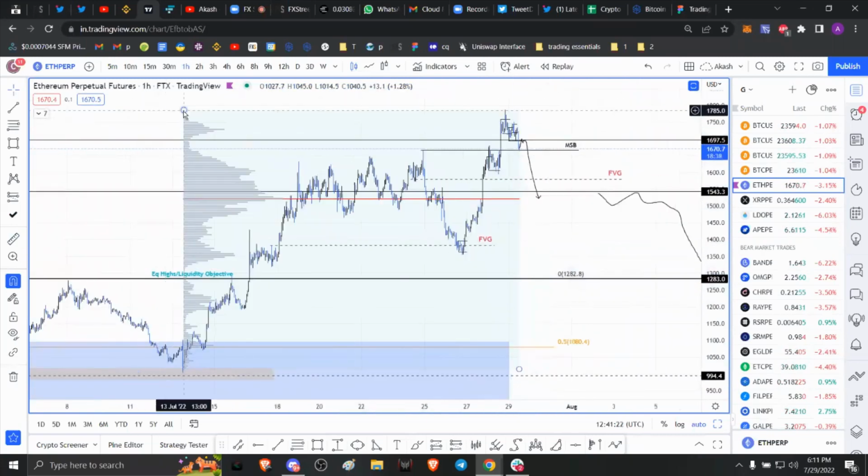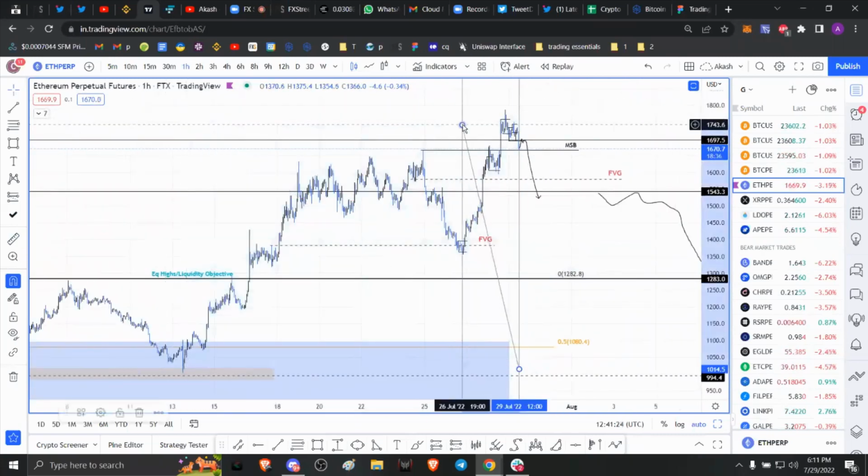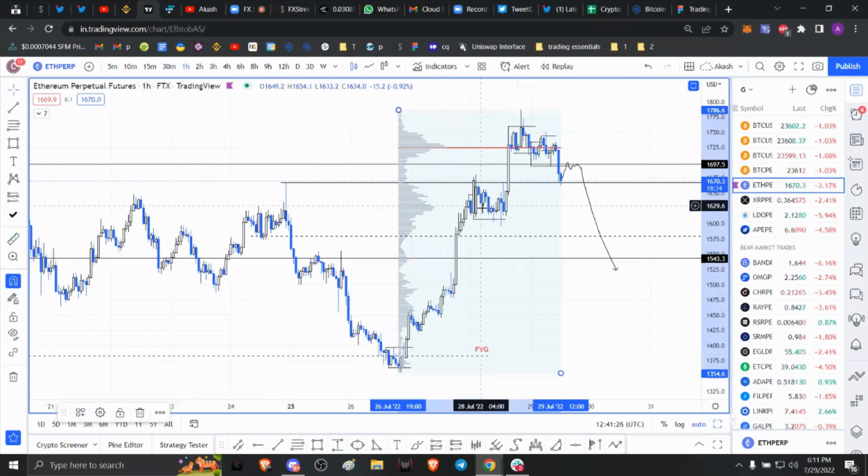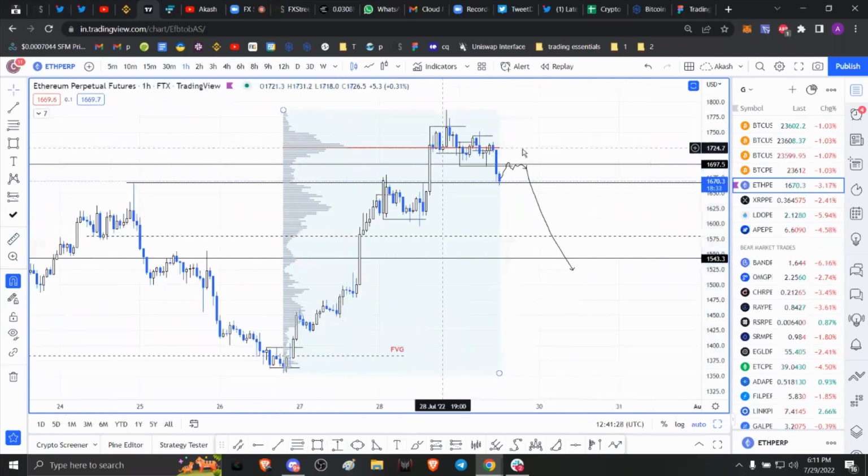But if you look at what's happening here, just consider this particular rally from 26 July to right now. You can see that the volume point of control, which basically means the highest volume traded for this particular range, was at 1722. Now that the price has rejected 1722, it feels like the next support level is the cluster here, this mountain that you see here.